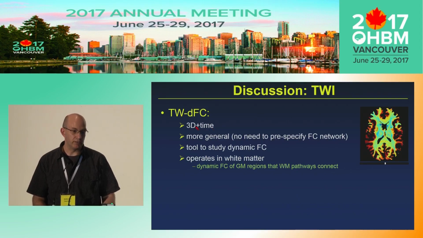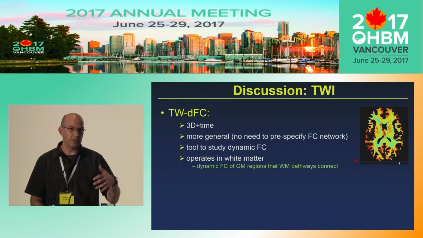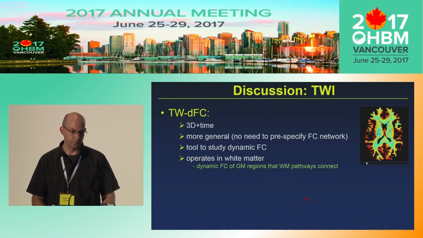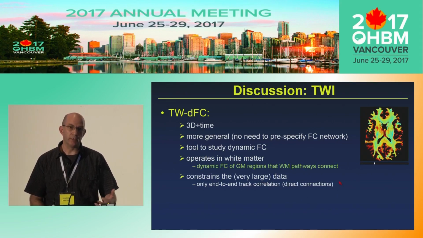The second method is the dynamic functional connectivity. It's a 4-dimensional data set, so you can use it for studying dynamics. It's more general in the sense that you don't have to specify networks, you look at the whole data at the same time. And the key difference compared to other methods that look at dynamic functional connectivity is that we are operating in white matter. So whenever you see a change in white matter, that change relates to the gray matter regions that pathway is connecting. And it helps constrain a very large amount of data.